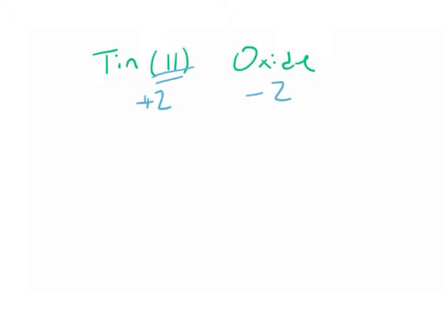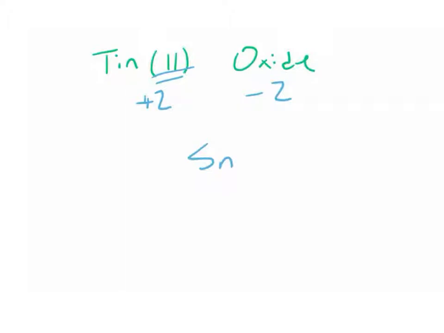Now what happens if you actually have the name and you're trying to write the formula? Well, I think this is kind of easy. Take, for example, tin(II) oxide. You do the same thing as you would if you were naming normal ionic substances. You write out the charges of each. Well, you don't have to go looking on the periodic table for tin's charge. It's right here in the Roman numeral. You do have to look on the periodic table for oxygen, but because we worked with it so much, everybody knows oxygen's a -2.